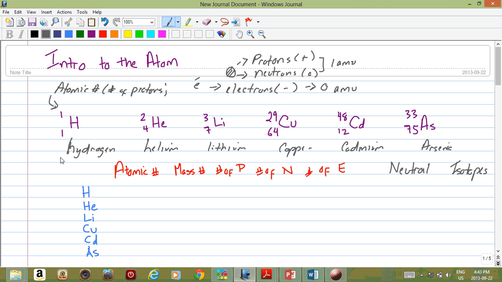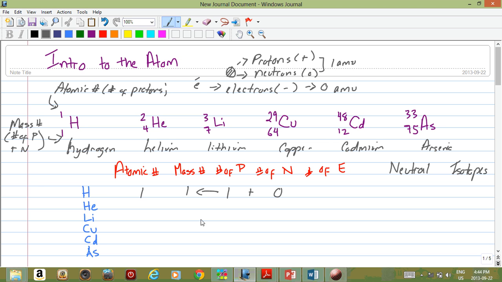The bottom number, this number over here, is the mass number. Now that is actually the number of protons and neutrons. So in hydrogen's case, it has a mass number of 1. So if we actually fill out this bottom chart, atomic number is 1, the mass number is 1, so it definitely has 1 proton, and the number of neutrons must be 0 because these two numbers, 1 plus 0, have to add up to the mass number.